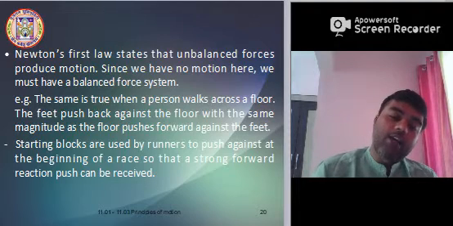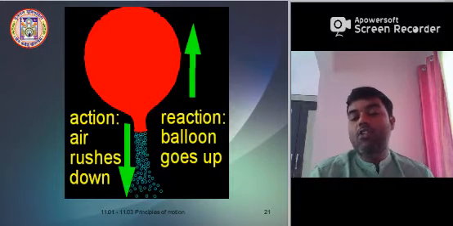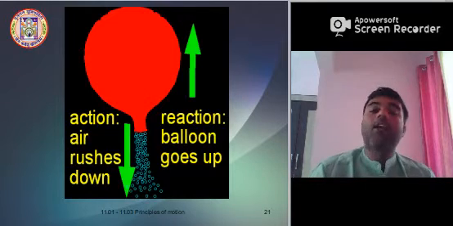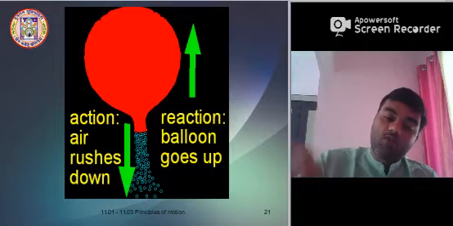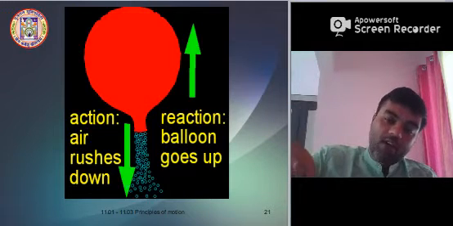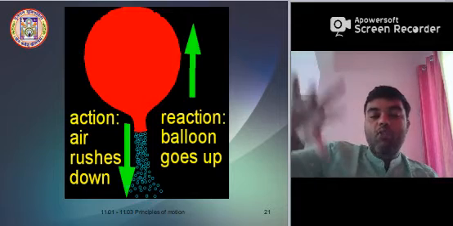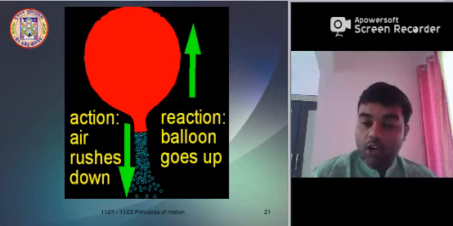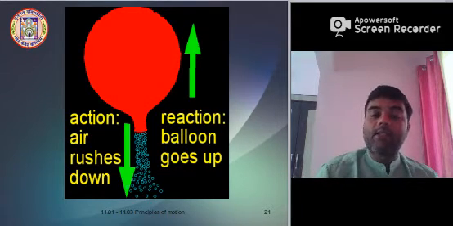In this slide you can understand very easily: action, air rushes down; reaction, the balloon goes up. Action and reaction are the same but on opposite sides. One force is downward, so automatically the opposite force goes upward, so the balloon goes upward. This is a very simple law and we learn it many times in schooling and colleges also. Let's see another example.